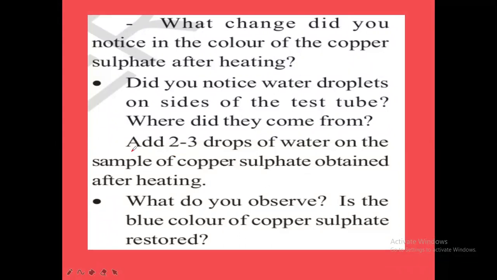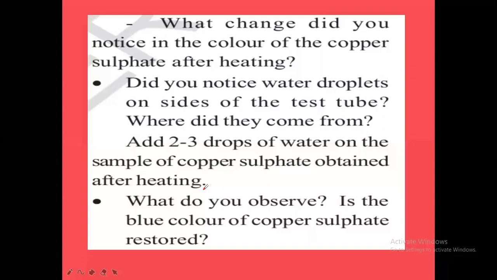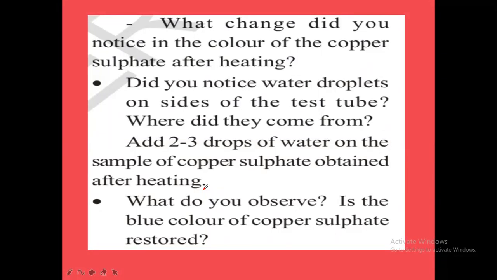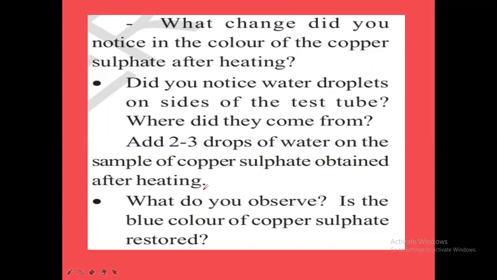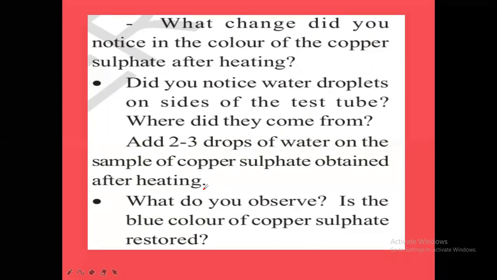Now what are we doing next? Add 2 to 3 drops of water on the sample of copper sulfate obtained after heating. After heating, we got white copper sulfate. On that white copper sulfate, we have to add 2 to 3 drops of water. When we add some water again, what happens? Again, CuSO4 5H2O will be formed. From white copper sulfate powder, we get blue colored copper sulfate 5H2O again.